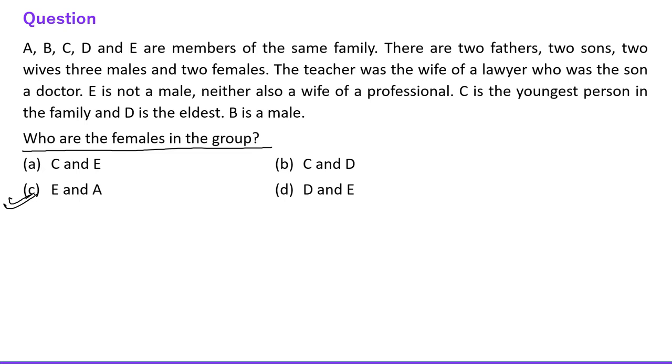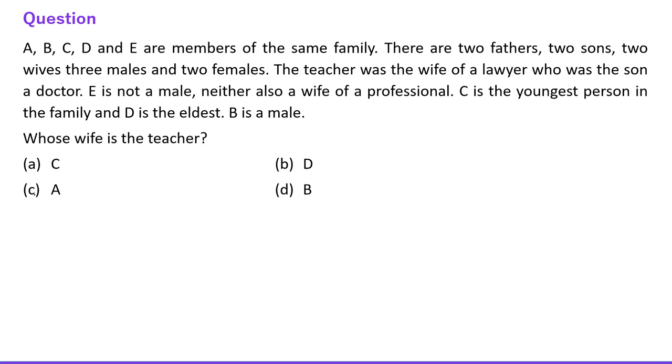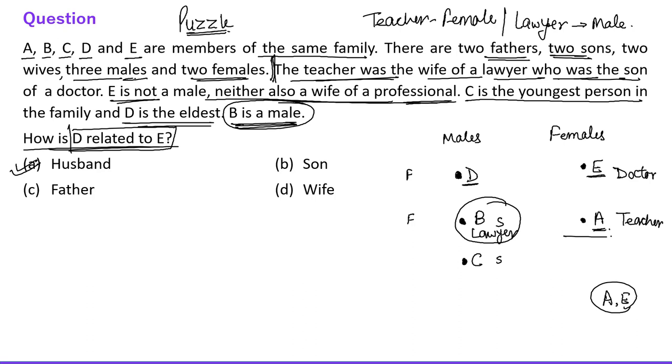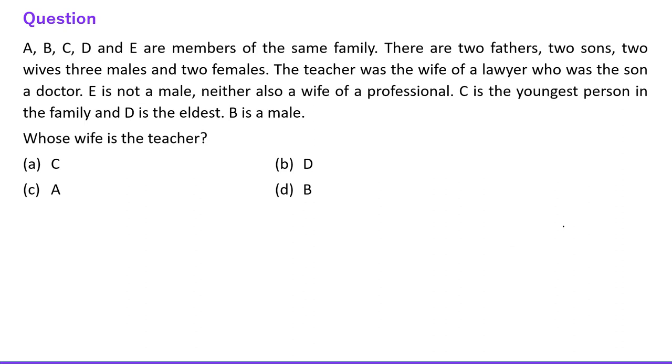Whose wife is a teacher? So obviously, the wife of B is teacher, right? Whose wife is a teacher? Wife of B is teacher. Whose wife is the teacher? Wife of B. Right? Okay.